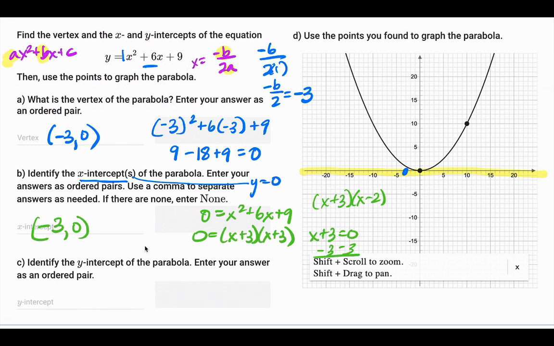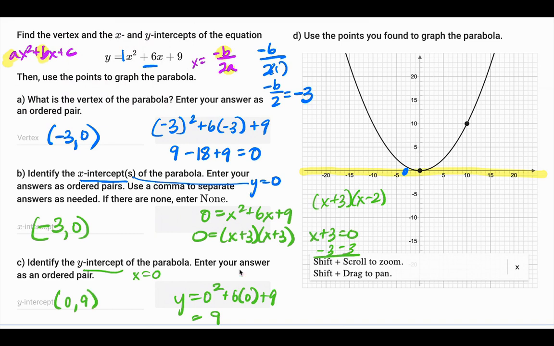So now we're going to have to find the y-intercept, and that'll help us graph this parabola. So what does the y-intercept mean? Y-intercept means x equals 0. So we use our same equation up here, and we say y equals 0 squared plus 6 times 0 plus 9. And that's just 9. So the y-intercept is 0 comma 9.